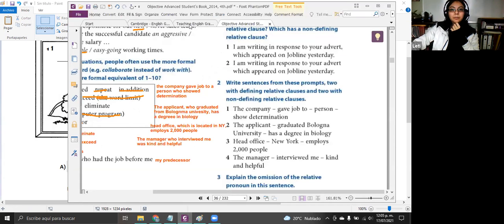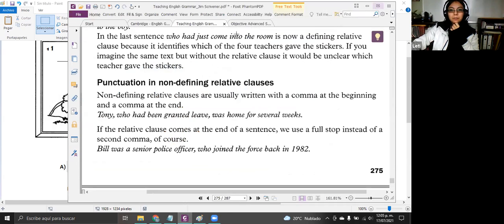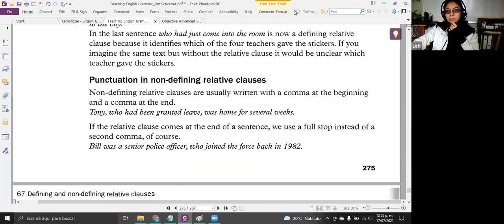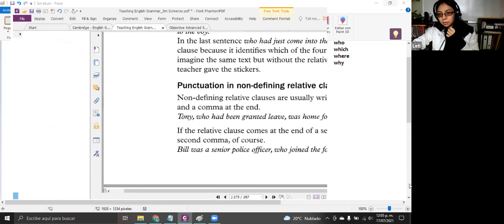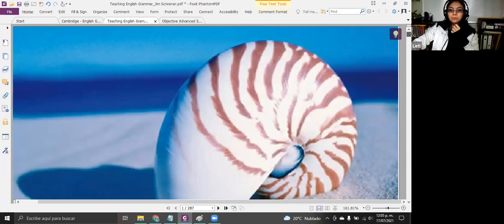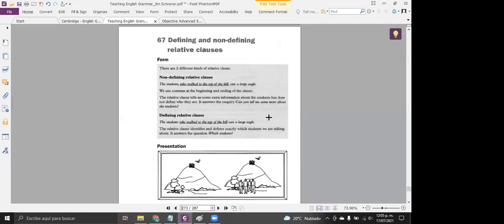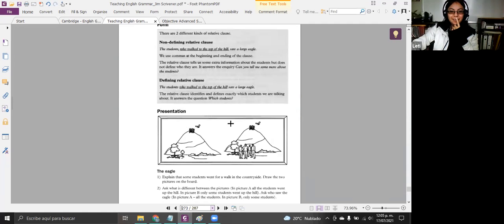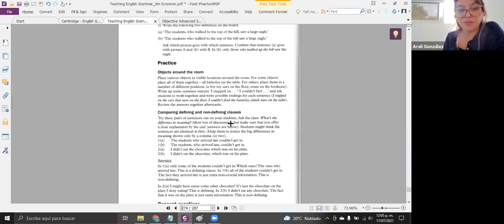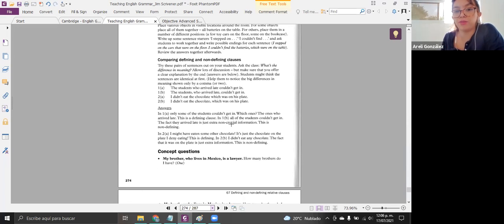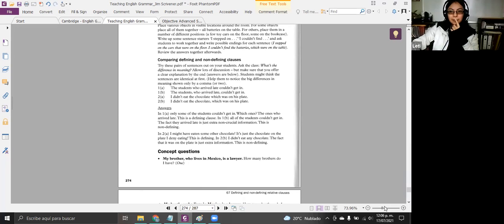There is a book where you can find this explanation. It's a really good book for teachers. I really recommend it. It's called Teaching English Grammar for Gyms. I just took the examples from here because it explained it. Thanks for sharing. Do you have the PDF or do you have the website?